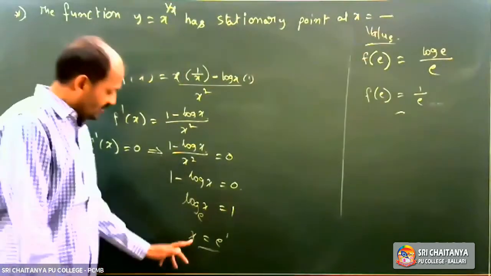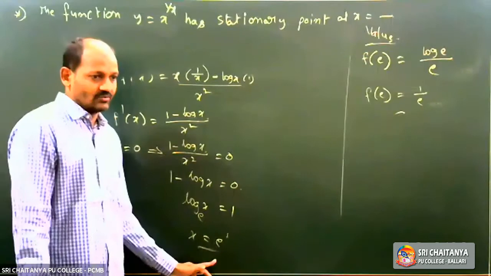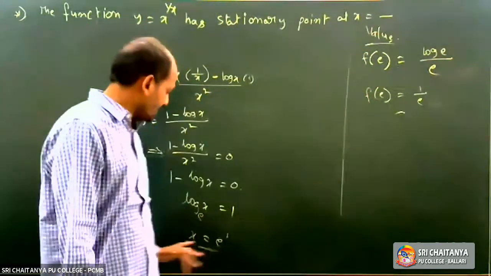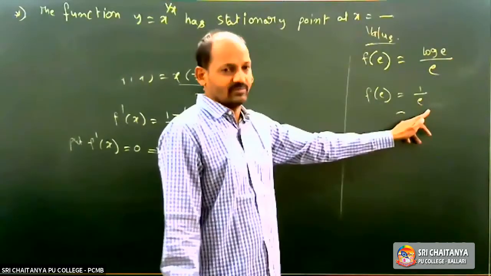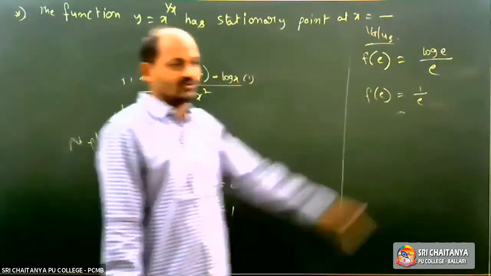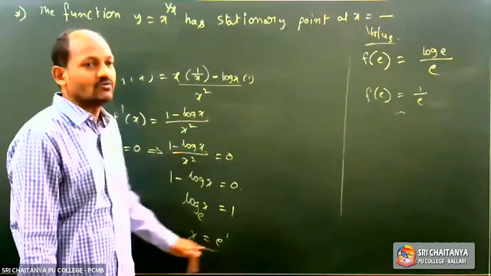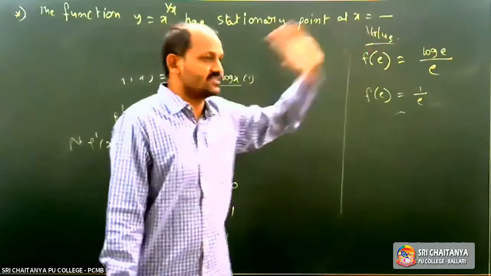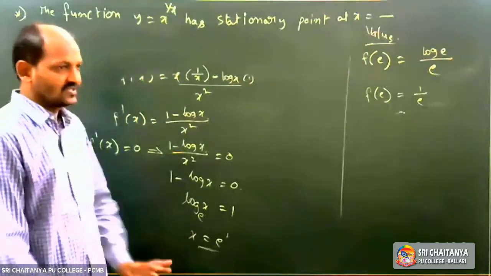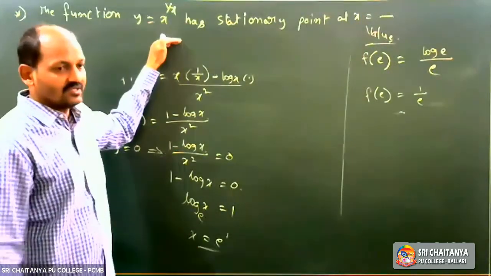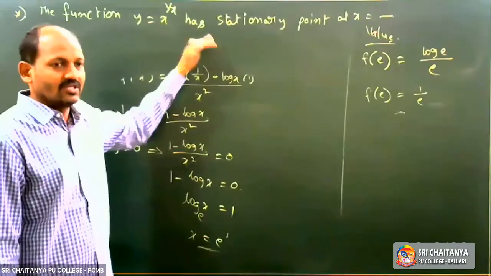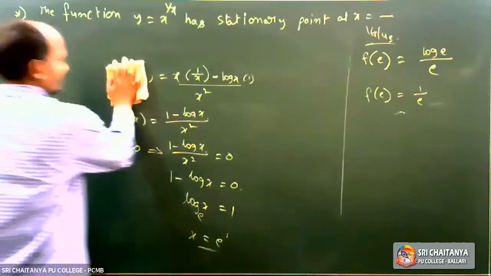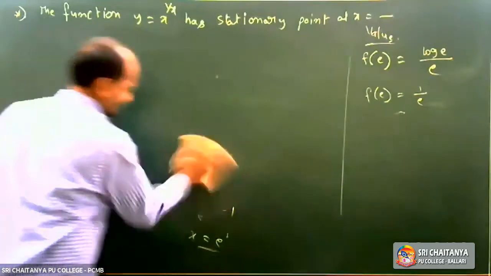at x equal to means up to here only. In the previous question, the stationary value at x is equal to e is 1 by e; the stationary point is at x is equal to e. In this question, only the stationary point at x is equal to is asked. Find the first derivative, then set the first derivative equal to 0, then we get the x value. That is a stationary point or critical point.